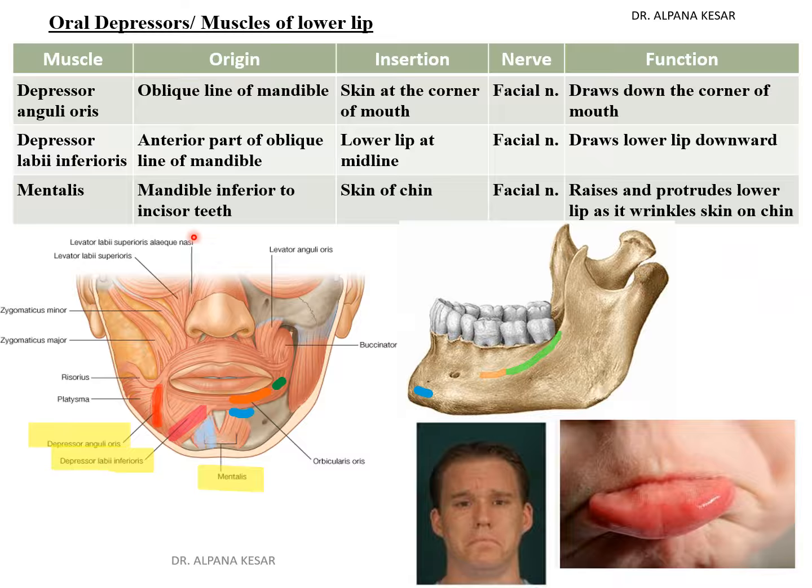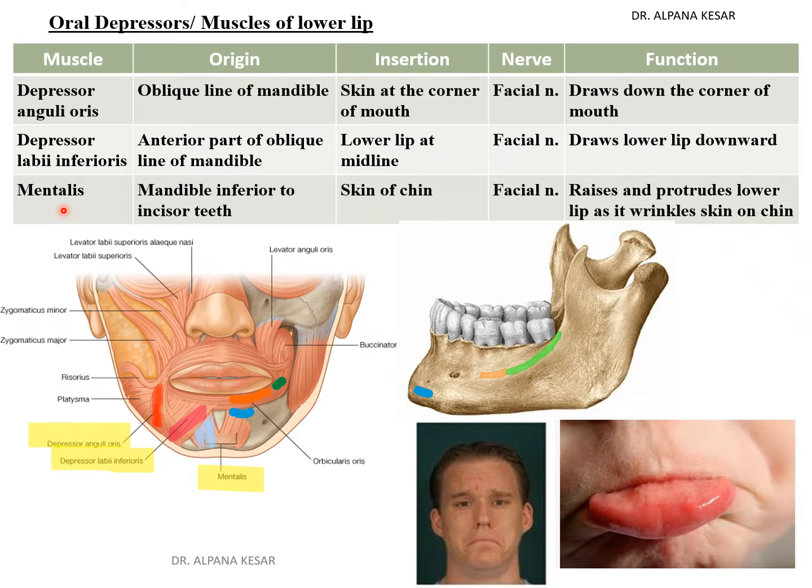Depressor labii inferioris. This muscle is depressor labii inferioris, which takes origin from the anterior part of the oblique line. Insertion is in the lower lip at the midline. Action is it draws the lower lip downwards.